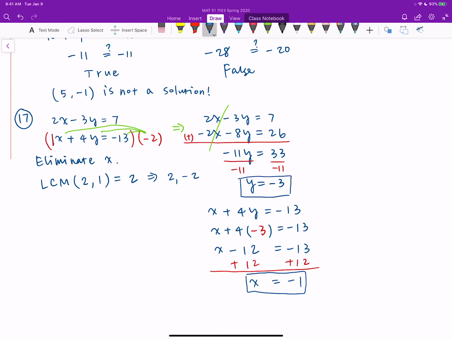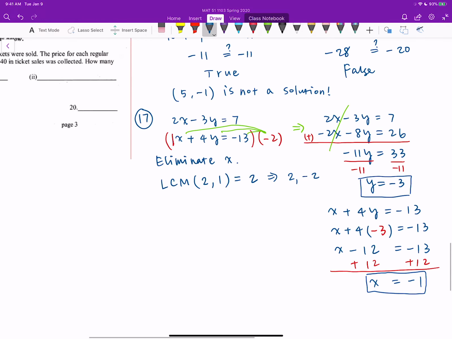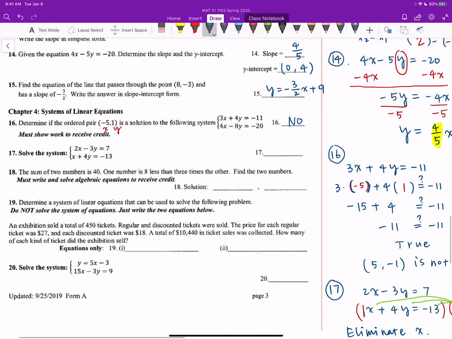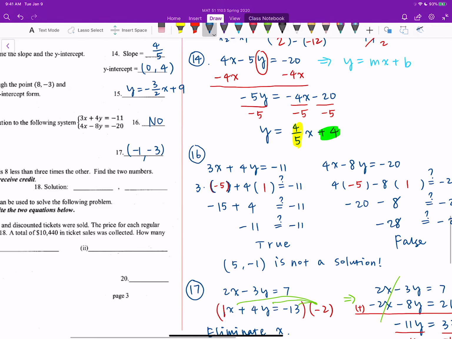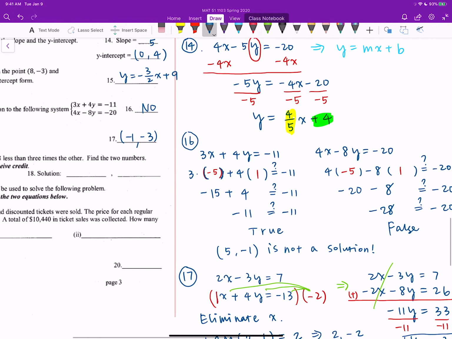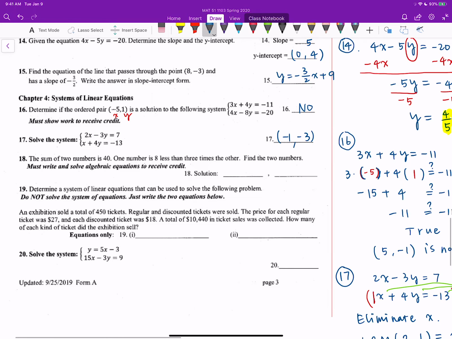And of course, it's always recommended that you plug these two values back into both of the two original equations and check whether or not this ordered pair is a solution. Once you check them and you confirm that it is the solution, then you're going to write your solution right here as an ordered pair. x is negative 1, y is negative 3. So the point is simply negative 1 and negative 3. And that is number 17.